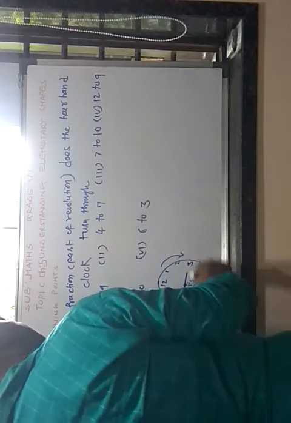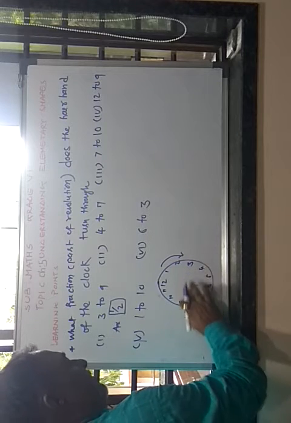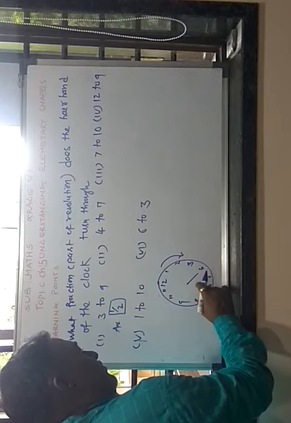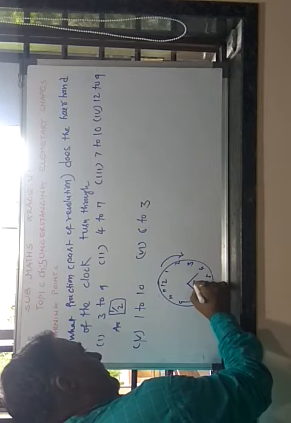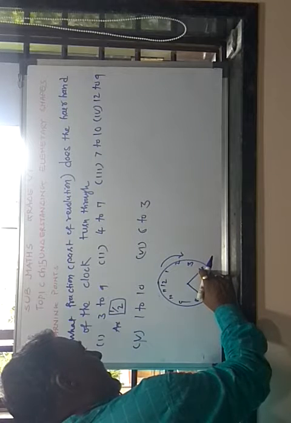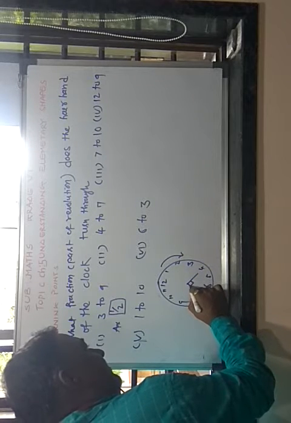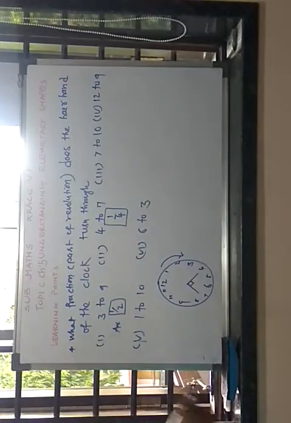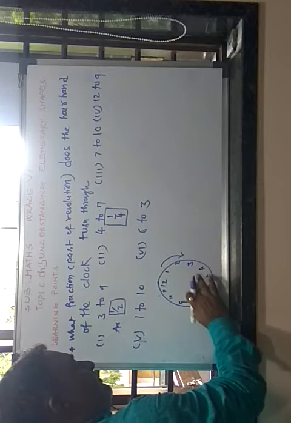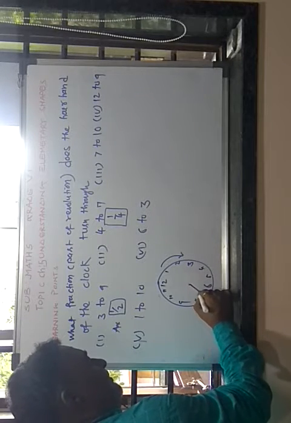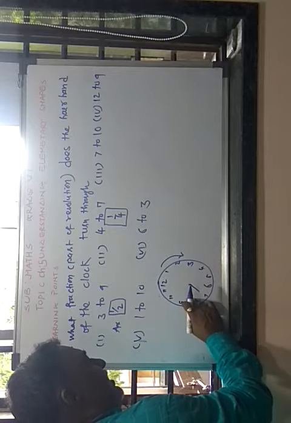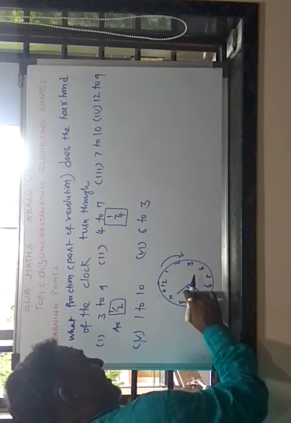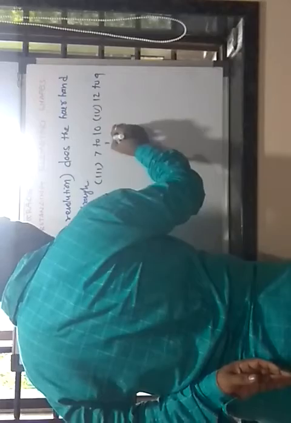Okay, 4 to 7. 4 means here. 4 to 7, you see here: 5 minutes, 5, 10, 15. 15 means it covers 1/4. So here it is 1/4 part. 7 to 10. 7 means here. 7 to 8, 8 to 9, 9 to 10. 7 to 10 again is 5, 10, 15. 15 means 1/4. It covers 1/4.